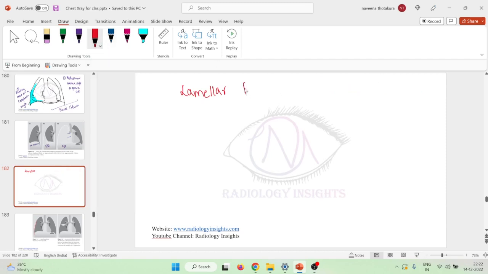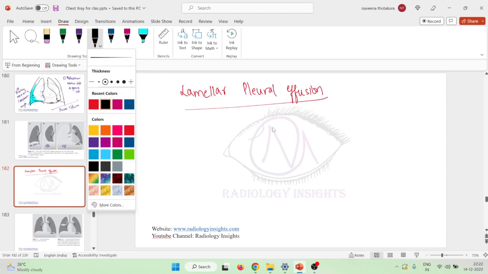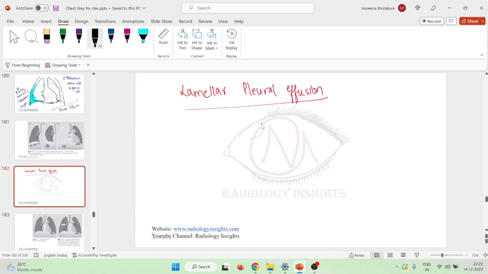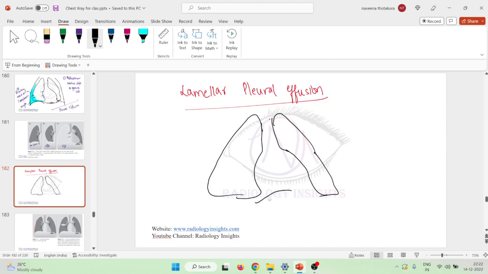Okay. In lamellar pleural effusion, first we will draw the lungs. So this is the right lung, and this is the left lung. Okay, this is the cardiac heart border, and these are the diaphragms. Okay, now we have it like this.